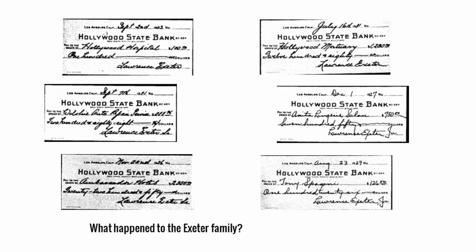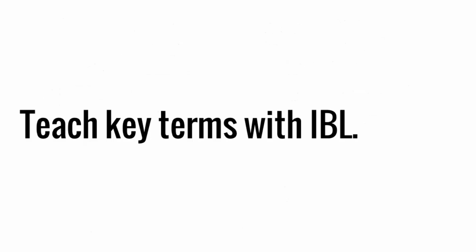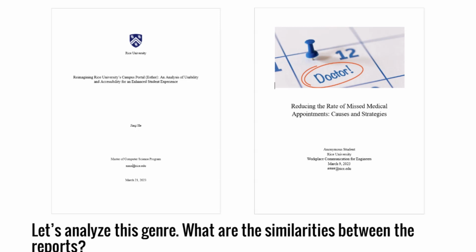IBL doesn't always have to have a surprise ending. There are many simple ways to use IBL that could work for many subjects, like teaching key terms and teaching writing. In those situations, you just gather 3 examples of a key term in action. So speakers using emotional appeals, for example, or 3 metaphors. I like to gather 3 examples of a particular writing genre, like a report or a history paper or a poem. Then ask students to analyze the examples.